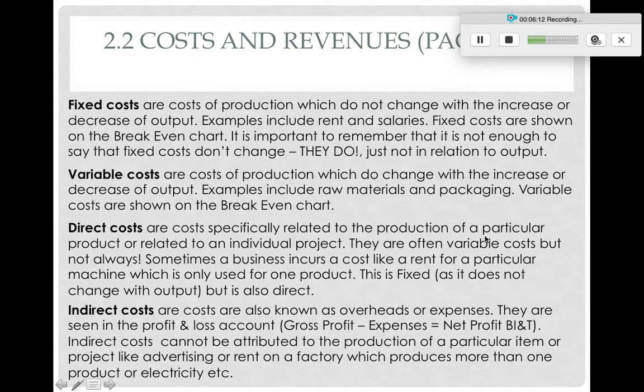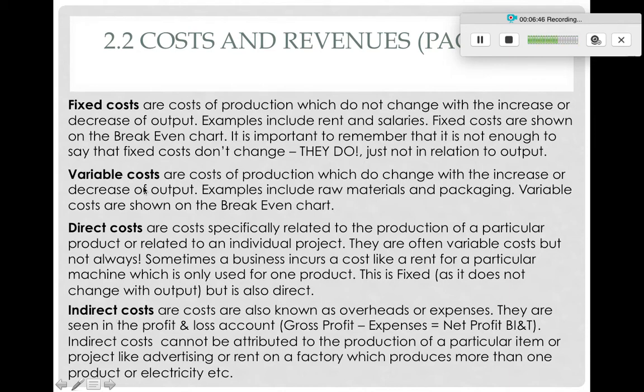Direct costs are costs specifically related to the production of a particular product or related to an individual project. They are often variable costs, but not always. Sometimes a business incurs a cost, like rent, for a particular machine which is only used for one product. This is a fixed cost as it does not change with output, but it's also direct. So the difference between a direct cost and a variable cost is variable costs all change with output, but direct costs are specifically related to the production of a particular product. They can be both variable or fixed, but they are most often variable.